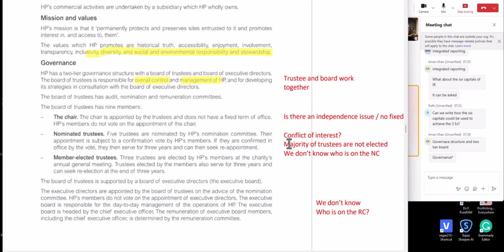So if you were being corrupt, and I'm not suggesting they're corrupt, but if they were to be corrupt, they could choose the chair, they could choose the other trustees, and they could have 6 out of the 9 trustees, which would give them a lot of control, especially in relation to big decisions about choosing contractors, etc.